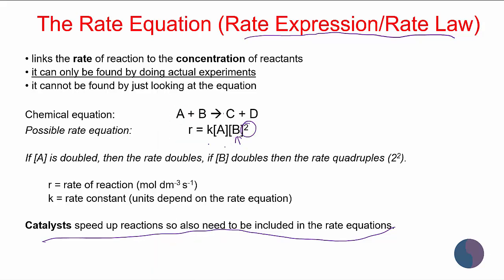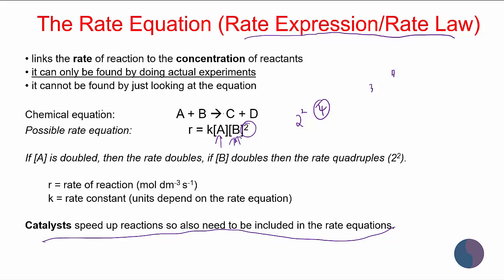So if you double B, double A, you're going to double the rate. If you double B, it's 2 to the power 4, it quadruples it. So you can have powers to the 3 and the 4. They're a little bit rarer, but it's most commonly to see the first and second orders.